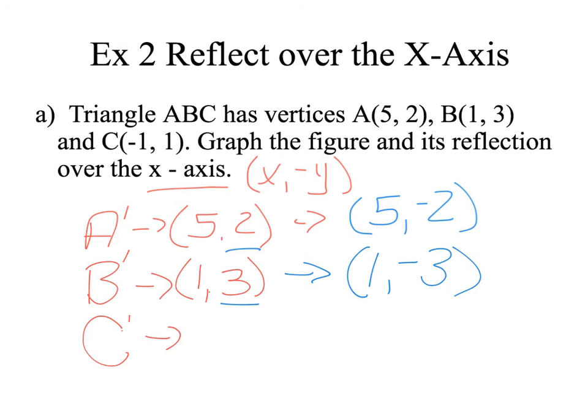C prime, same deal, negative 1, comma 1. We're reflecting it over the x-axis, so our y-coordinate changes. And we get the new point, negative 1, negative 1. I'm going to trust that you can graph this on the coordinate plane, that we're okay with using our x and y values. We should be okay with that at this point.